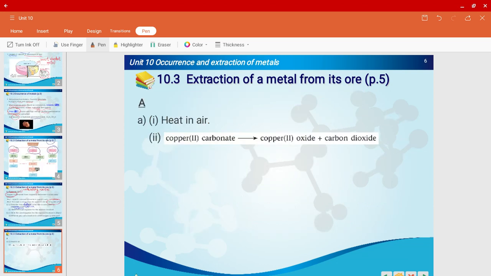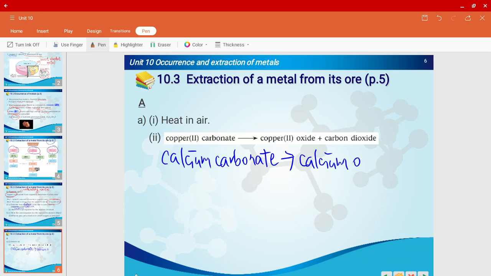So let's have a look. As I mentioned earlier, the answer to A1 is heating it in air. And A2, we've just transformed the original word equation that I taught you in Unit 4: calcium carbonate, you heat it up in air, and you get calcium oxide plus carbon dioxide. So it's the same.